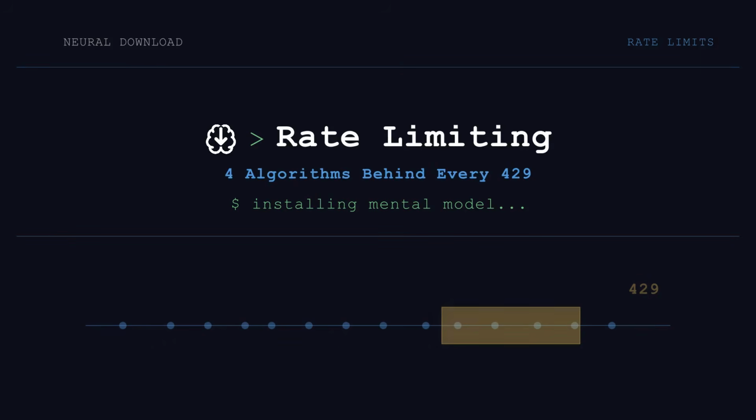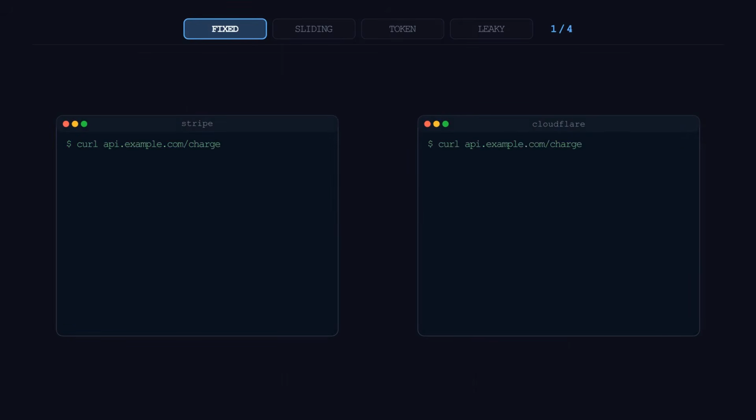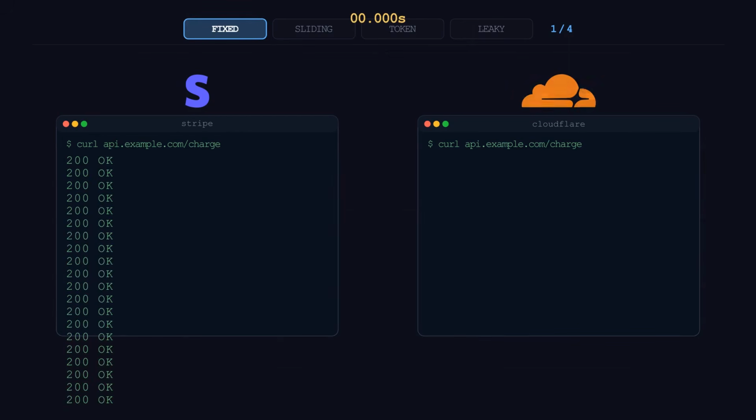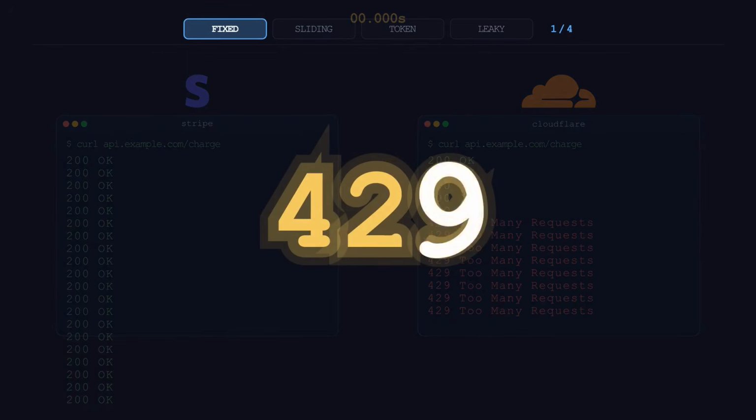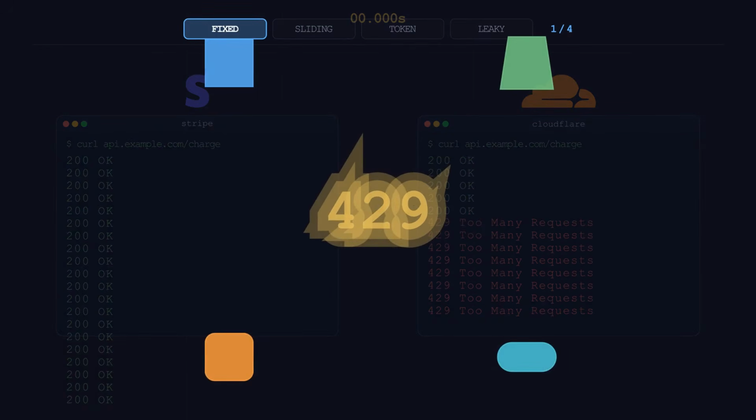Installing mental model for rate limits. 2 terminals, same curl, same second. Stripe returns 100 green 200s. Cloudflare slams red at request 6. Same 3 digits on the refusal. Behind them, 4 different algorithms.